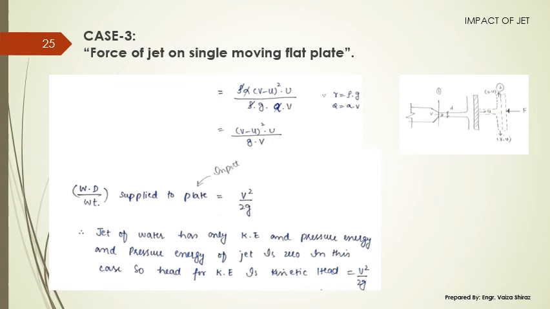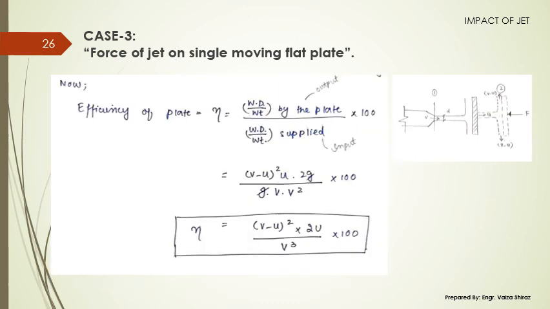Now we'll also find out the input energy for the plate, that is work done per weight supplied to the plate, and it is the kinetic head, which is v square over 2g. In this case, a jet of water could have velocity and pressure energy. But in your case, the jet is open to atmosphere, so it will not have any pressure energy. It will only have the velocity. So velocity in terms of the head is v square over 2g. Now you can find out the efficiency of the plate by finding the ratio of output and input in percentage. If you simplify the equation, you will get this equation for efficiency.